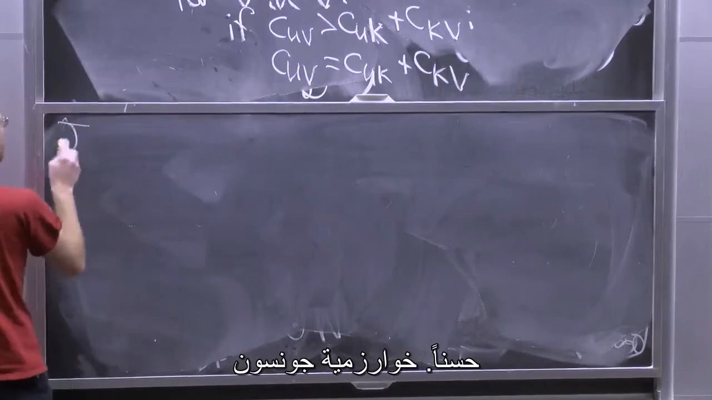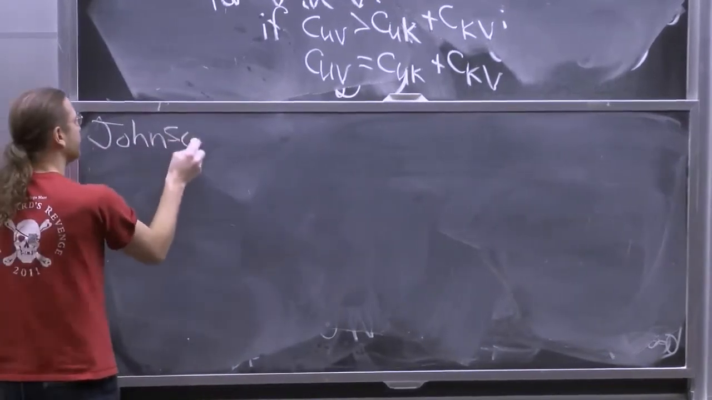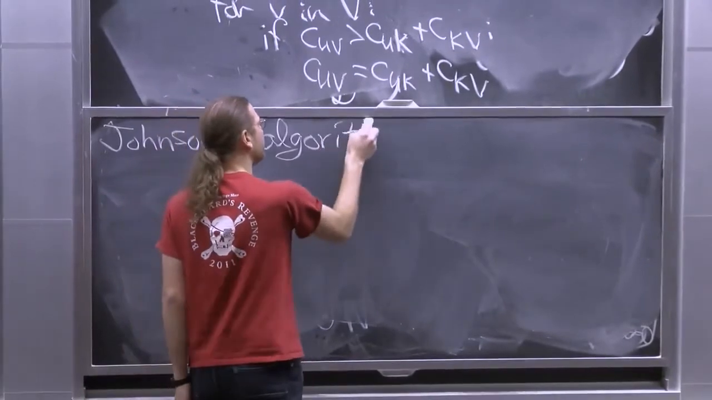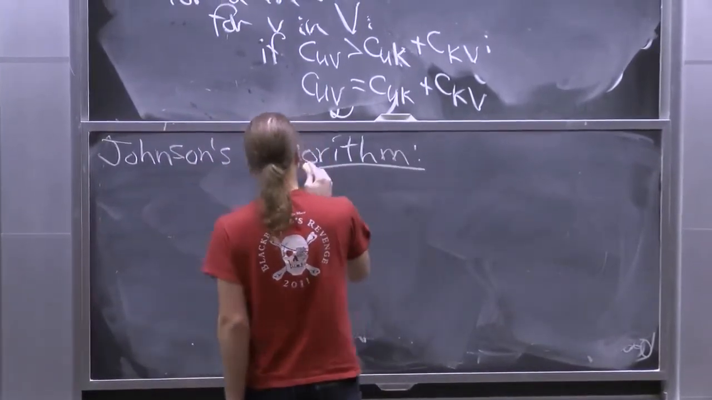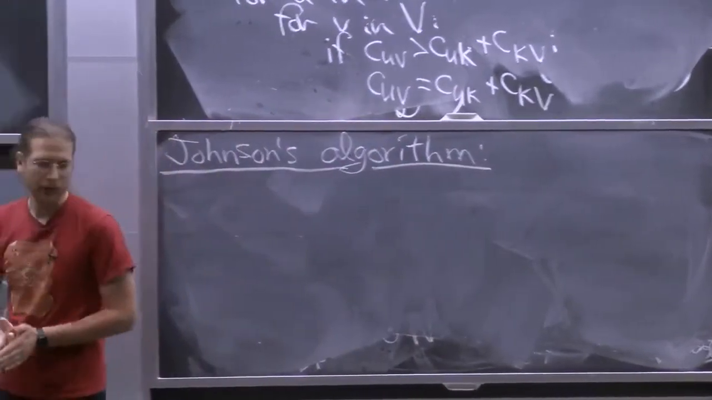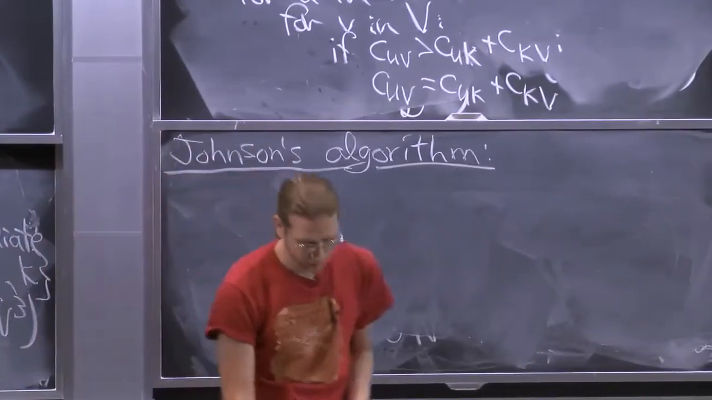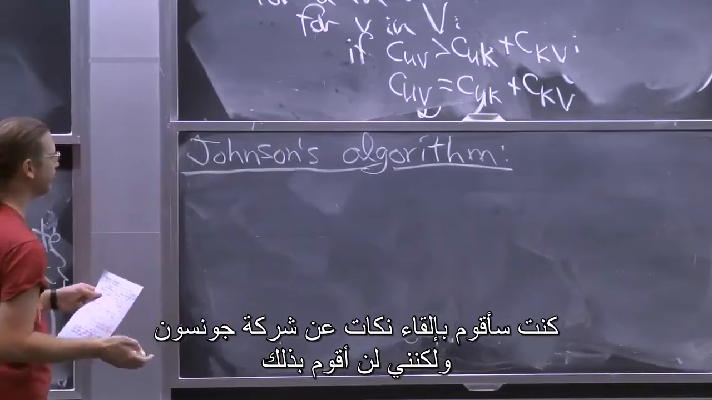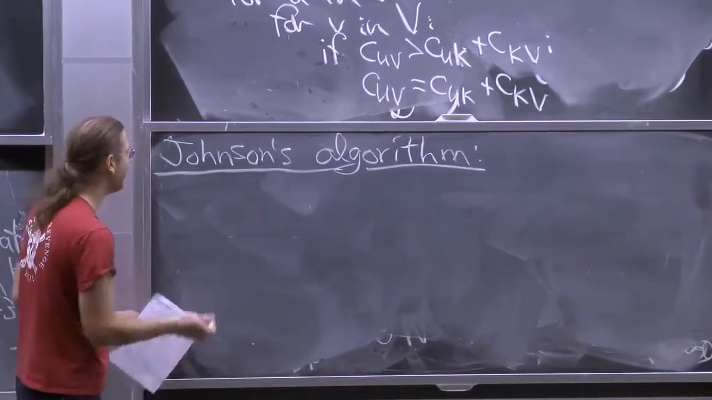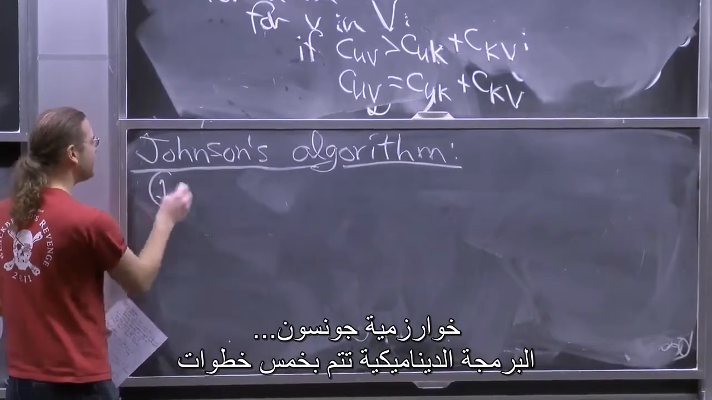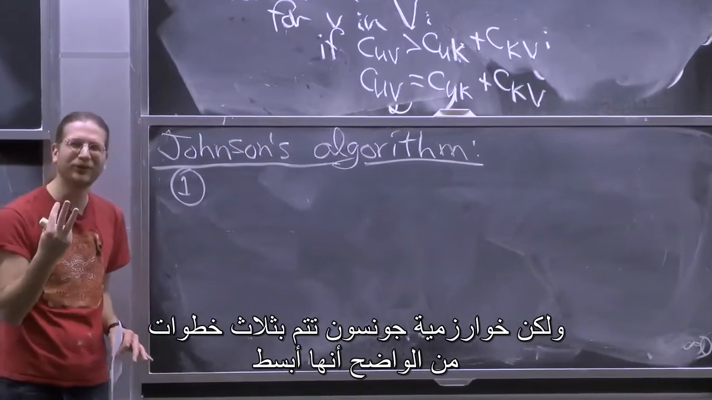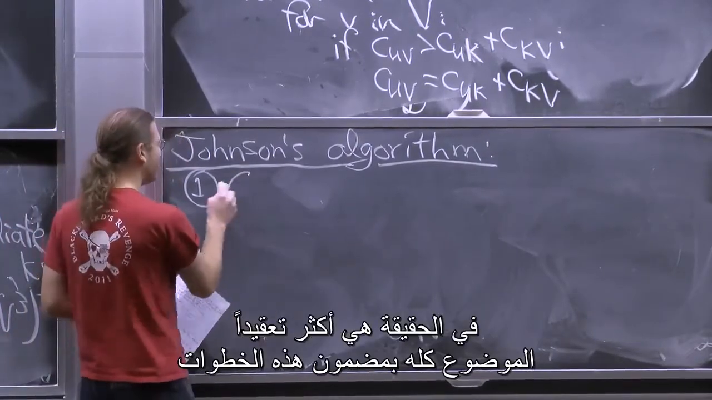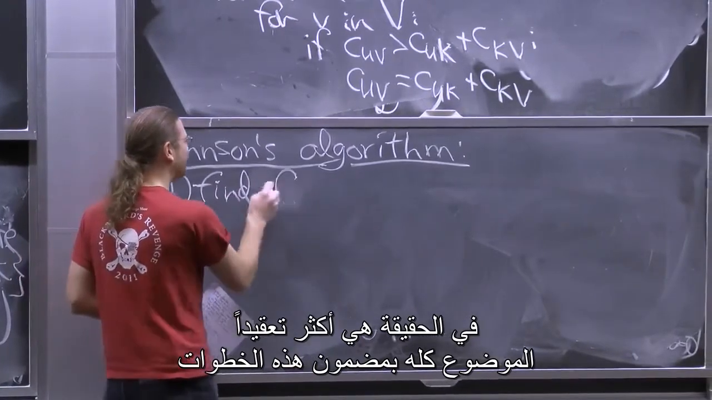OK, Johnson's algorithm. I'm going to make some joke about Johnson & Johnson, but I will pass. So Johnson's algorithm, I mean, DP is 5 steps, but Johnson's algorithm is only 3 steps. Clearly simpler. It's actually much more complicated, but it's all about what the steps are.